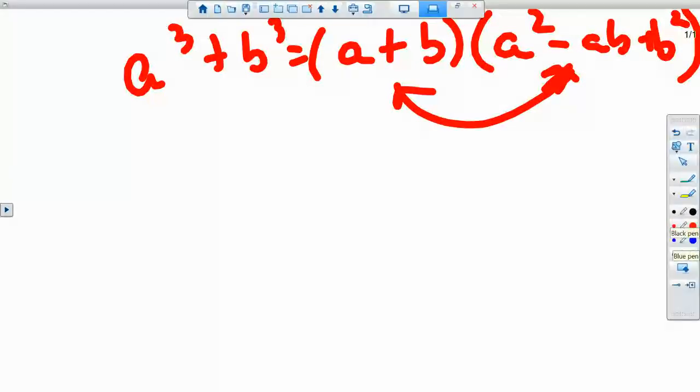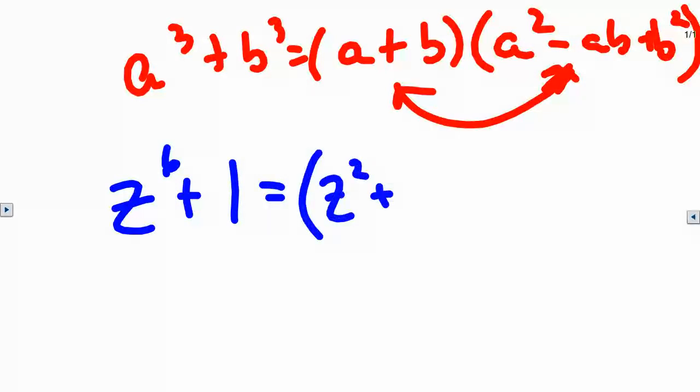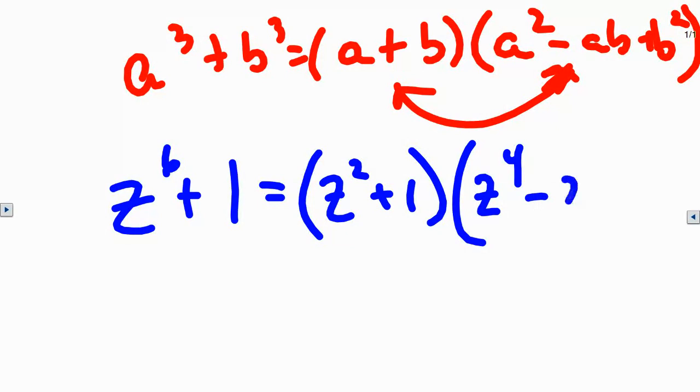So for instance, if I had some kind of sum of cubes, like z to the sixth plus some other number, like 1. How about 1? Well, 1's not too interesting, but get the idea. Well, what's being cubed is z squared, and 1 times 1 times 1 is 1. So there we go, (z squared plus 1), and then we would have z to the fourth, because it's squared, minus 1 times z squared, that's a times b, plus 1. And there you go. There you have it.